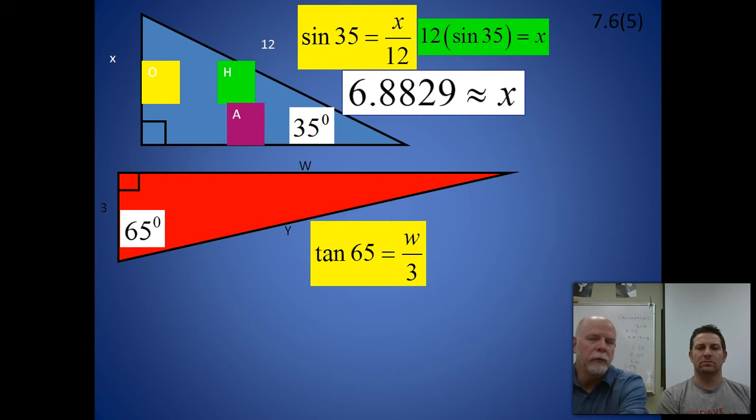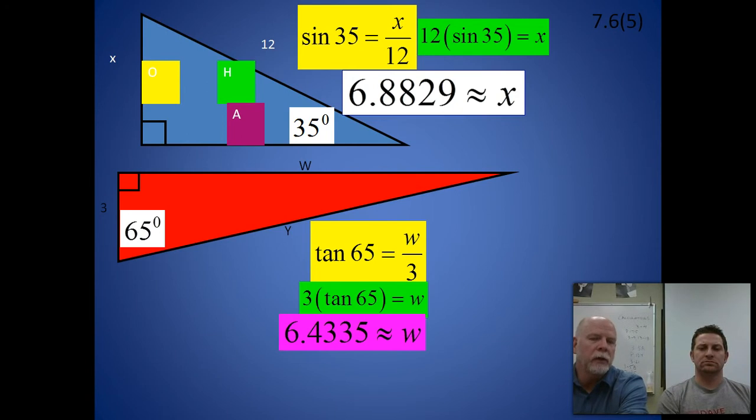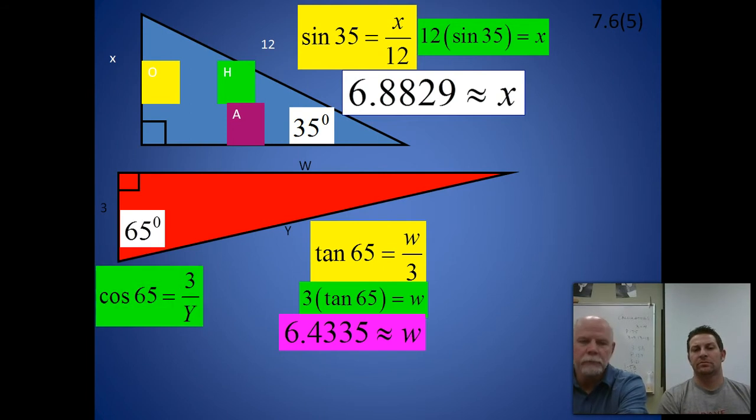And so to solve that for W all by itself, same as the one above, you multiply both sides by 3. So you get 3 tangent 65 is W, and then again if you plug that into your calculator, it's going to be 6.4335 is the approximate value there. This next one is the one that's just a little bit different. To find Y, since Y is the hypotenuse, and again, even though we found W, you don't want to use it.